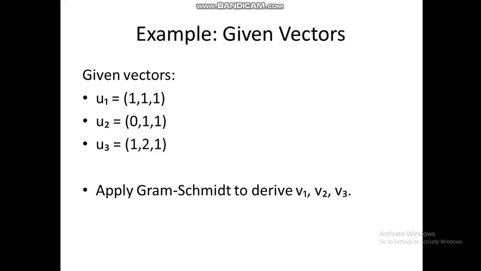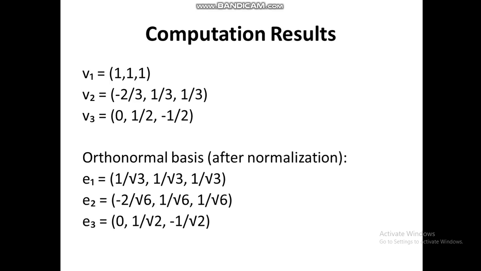Next, what are the given vectors? The given vectors are u1 is equal to (1, 1, 1), u2 is equal to (0, 1, 1), u3 is equal to (1, 2, 1). So for these given vectors we are going to apply Gram-Schmidt to derive v1, v2, v3. Okay, next, on performing the computation we are going to obtain v1, v2, v3 as shown. Okay, next, this is orthogonal. Next, for the orthonormal basis, by doing normalization we are going to obtain e1, e2, e3.